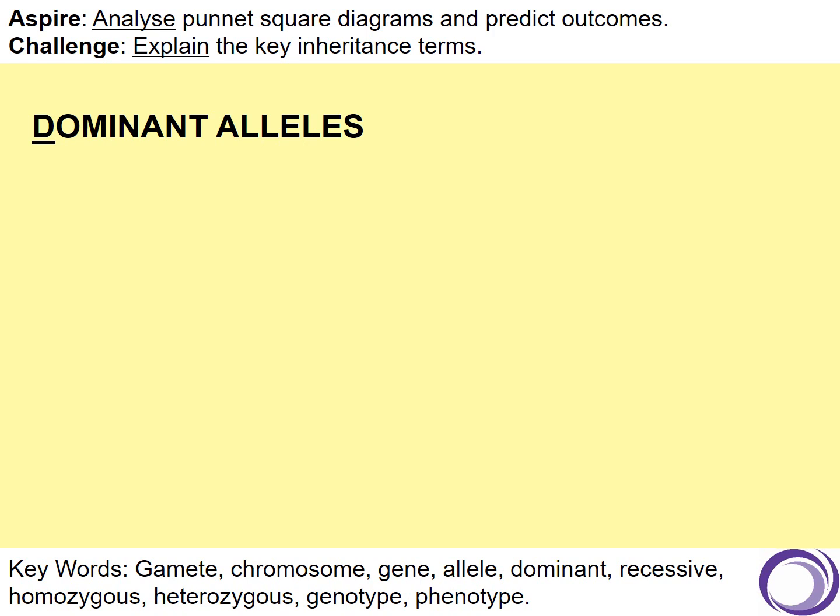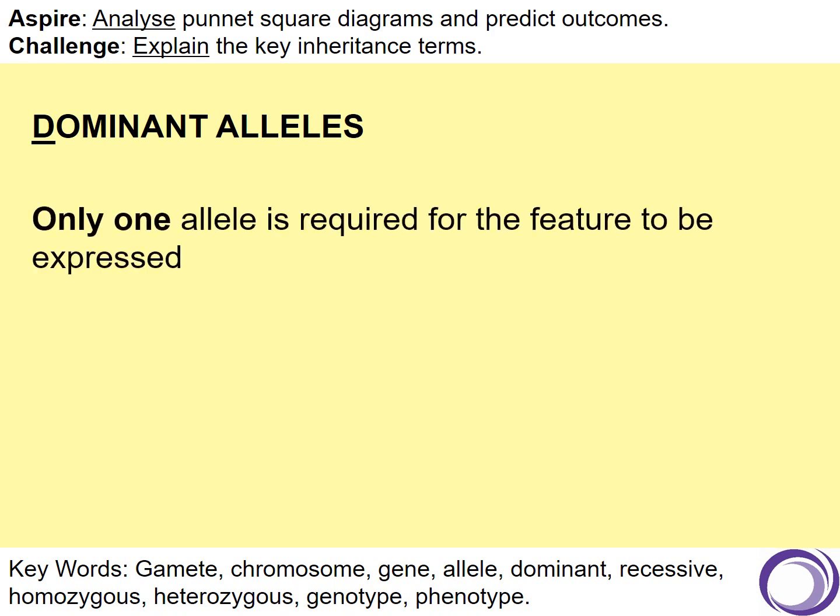And if they are dominant alleles, only one of them is required for the feature to be expressed. So remember, genes, alleles are in pairs. If one of them is dominant, that characteristic will be expressed. So for example, if somebody has brown eyes, for the pair of alleles for eye colour, one allele might be brown and one might be blue. But because brown eyes is dominant, that person will show to have brown eyes.